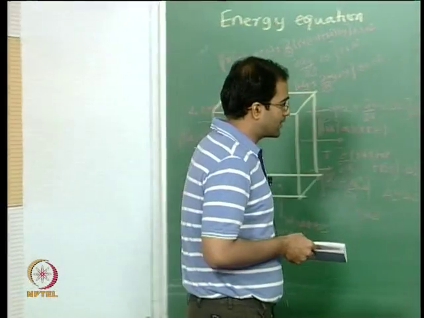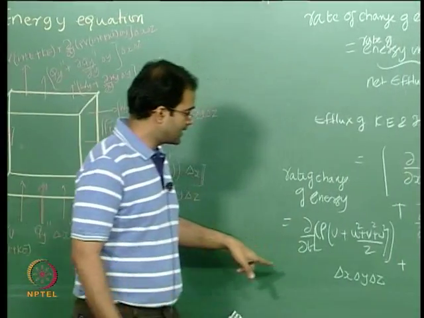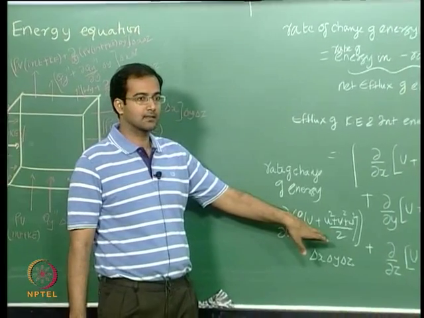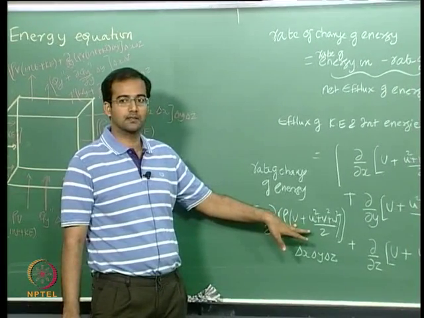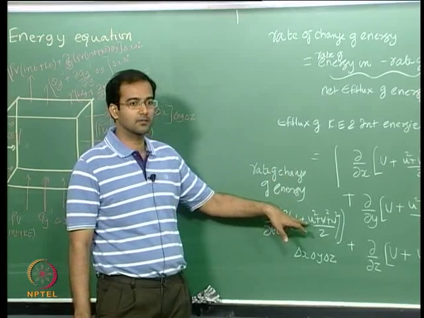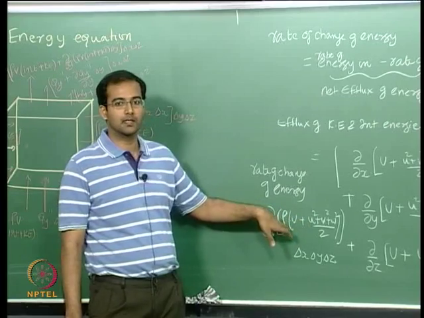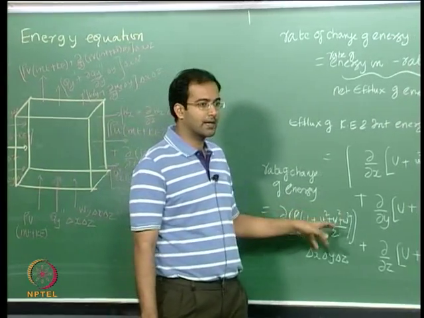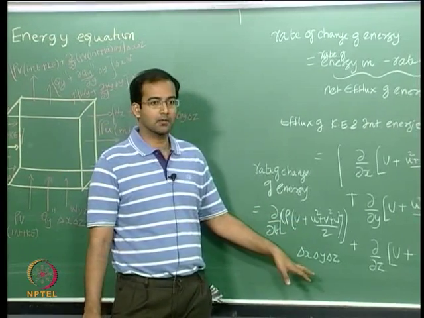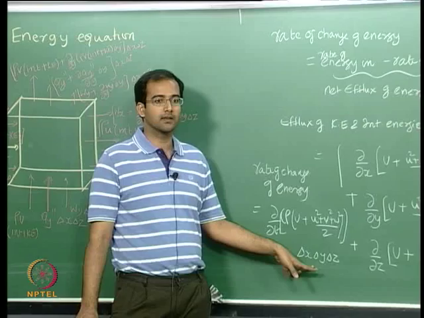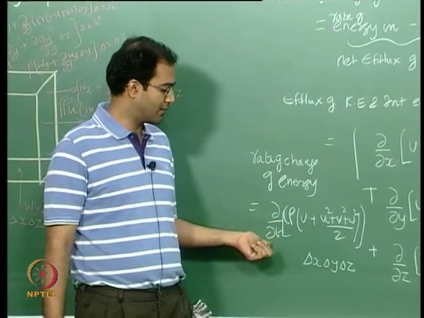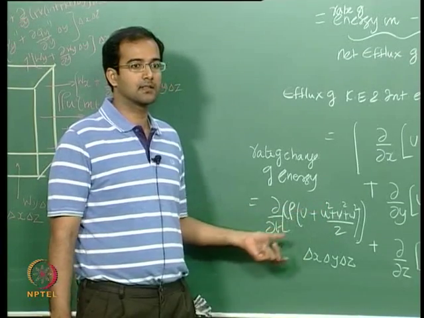So if you look at the rate of change of energy, this is the energy per unit mass. Internal energy per unit mass is this U, capital U or small u, which you want to use. If I use small u, that conflicts with my velocity, therefore I am using capital U, and this is your kinetic energy per unit mass, multiplied by the mass, which is your density times the volume. So this gives me the energy of the system, and therefore the rate of change of energy will be d of this divided by dt.